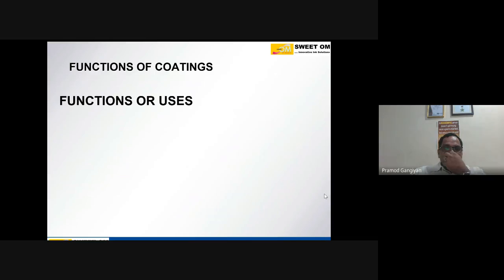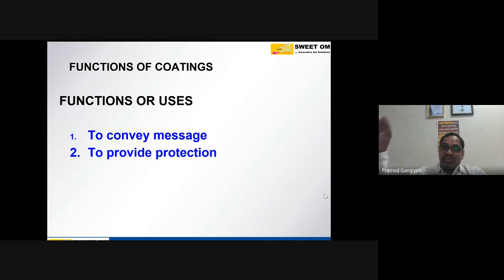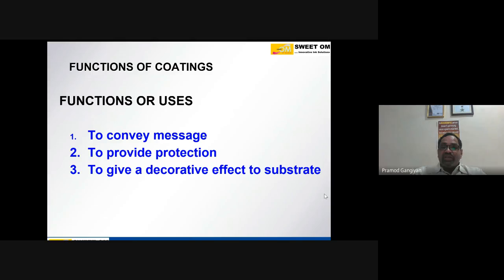Okay. So to conclude, what is the role of coatings? So basically, the role of coating is to convey the message, like I have introduced, something is written on the glass. So convey the message, to provide the protection, and largely to give the decorative effect to the substrate, right?